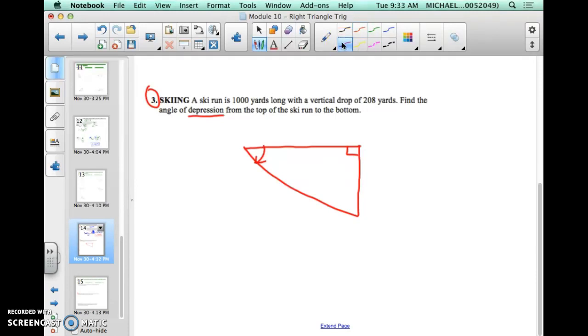A ski run is 1,000 yards long, all right, with a vertical drop of 208. Now, a ski run doesn't run horizontally, but what that means is that when you start, by the end of it, you would have traveled 1,000 yards in the horizontal. And so long is a key word for horizontal, so I know this to be 1,000. And then a vertical drop as you travel that 1,000. Vertical, the only side that's vertical on my triangle right now is 208 right there, all right?